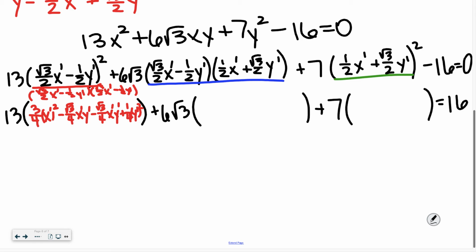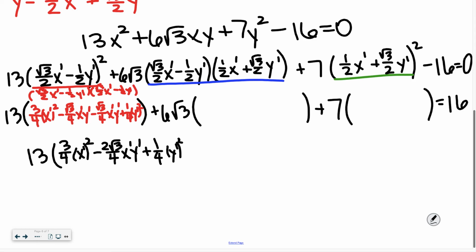Max is asking, can we write this as 3/4 x prime squared minus 2 radical 3/4 x prime y prime plus 1/4 y prime squared? The answer is yes. These two we can combine together.